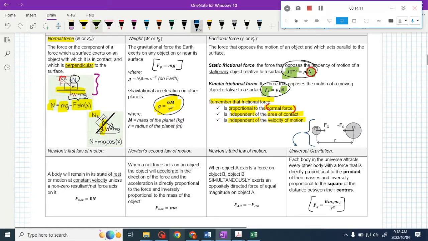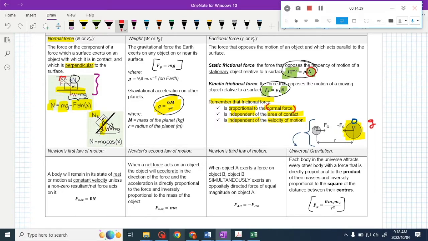Let's say that we're on a planet. Let's say here's Mars. And I say to you that there's an object on Mars. Then I ask you, what is the gravitational acceleration on Mars? Let's start off with Earth. What is the gravitational acceleration on Earth?